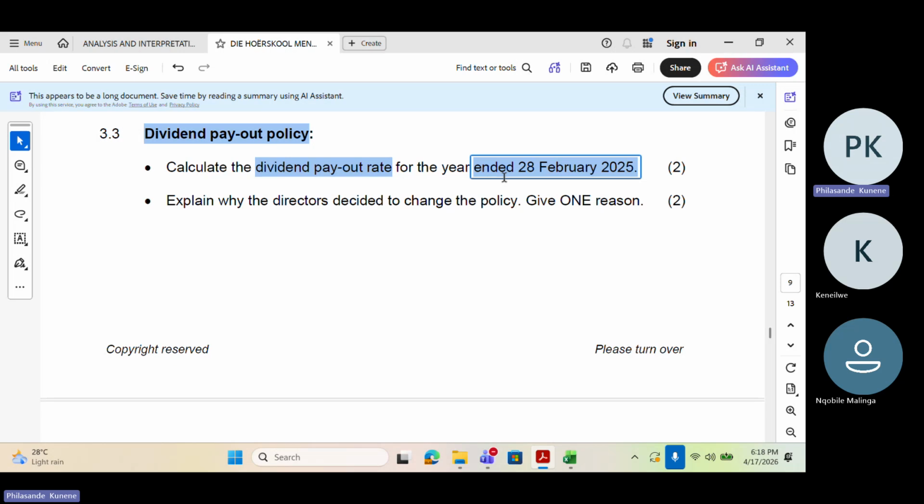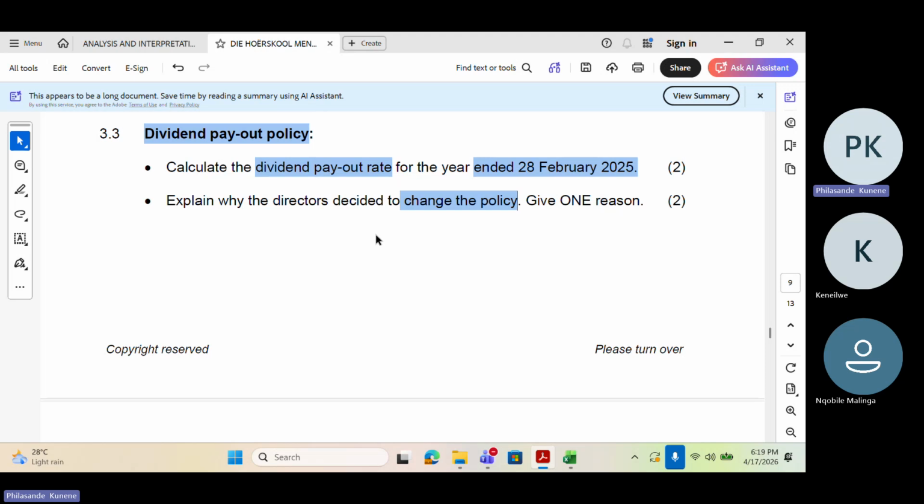So it's a very easy calculation. We're going to look at the information and we are going to do that calculation. Explain why directors decided to change the policy. Give one reason for that. So now here you can see we're talking about dividend payout policy. It means now we're going to compare the dividends paid in the previous year to the dividends paid in the current year and check what was the change.